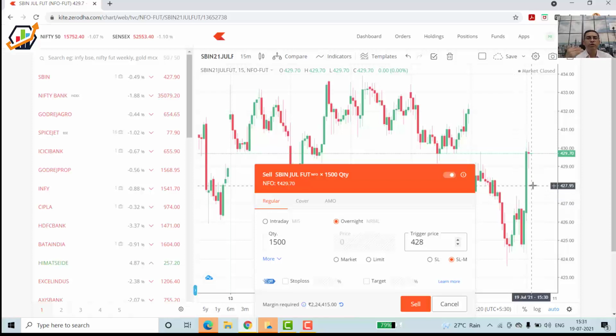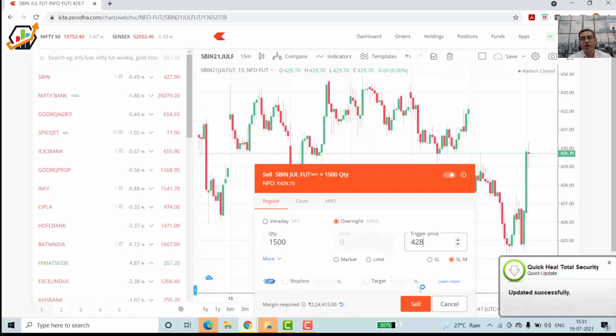So 428 is the level. If the price goes below that, you want to exit. The moment 428 is reached, the next seller which comes, the trade is going to get exited. So below 428, it could be 428.9 or it could be 428 also. The moment this price triggers and there is a buyer in the same range, the trade will get executed. So this is how you can keep a stop loss and stop loss market order for a long trade.